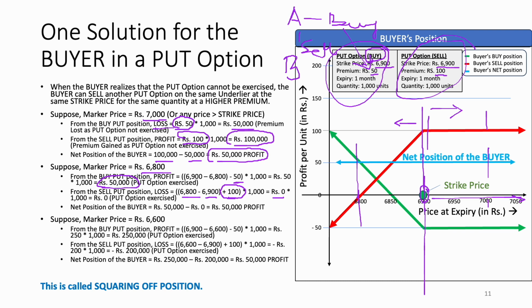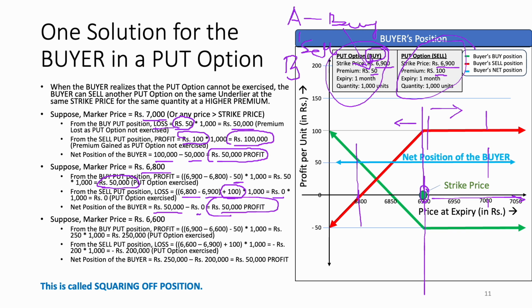So he does not get anything from this particular trade where B is selling his put option. So net position of A is that he made a profit of 50,000. He didn't suffer a loss from the sale by B, and as a result, his net profit is 50,000 rupees.